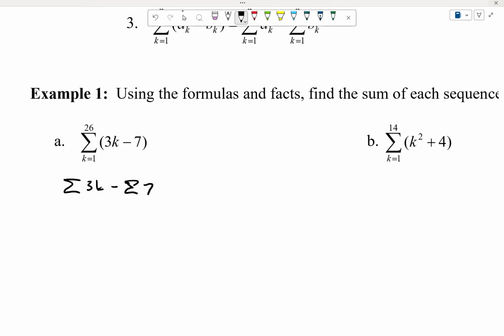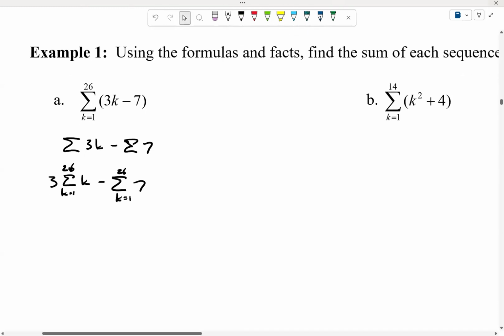Now, 3 is a multiple of that argument, so I could go ahead and pull that out. So 3, I will put the accoutrements on there now. K equals 1 up to 26. Minus 7, because I'm going to evaluate. That's why I'm putting these on now.